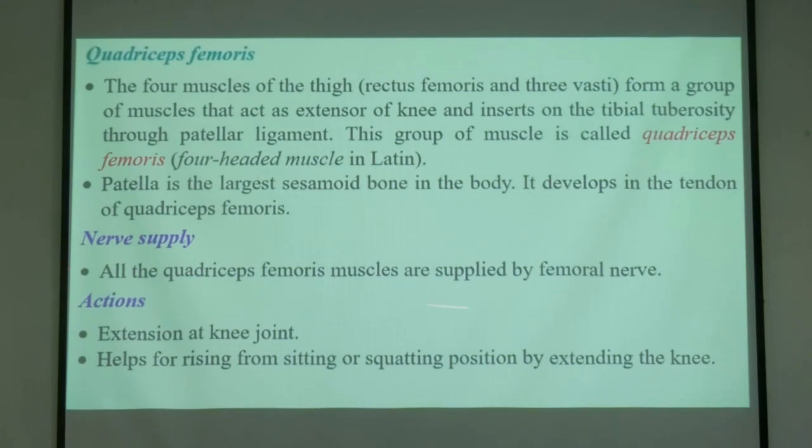Nerve supply: all these quadriceps femoris muscles are supplied by the femoral nerve, mainly the posterior division of the femoral nerve. Action: extension of the knee joint, and it helps in rising from a sitting or squatting position by extending the knee joint. So this is the main action of the quadriceps femoris.